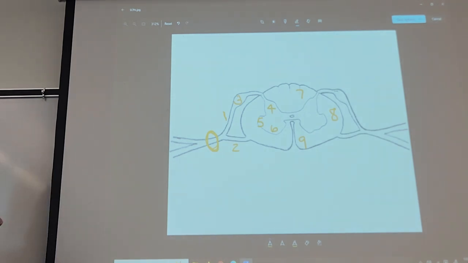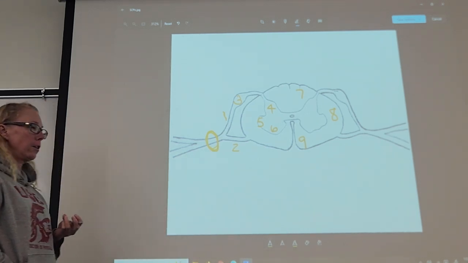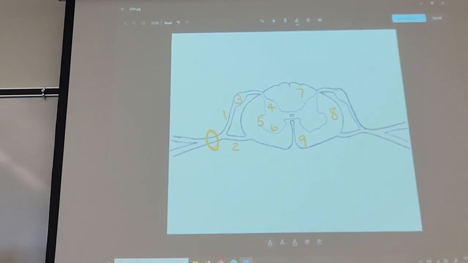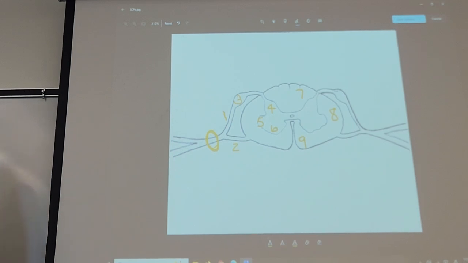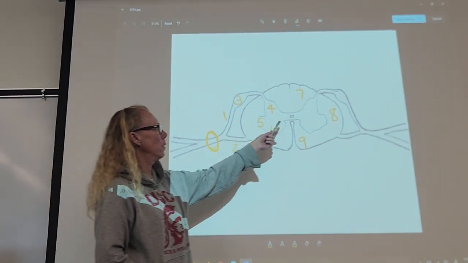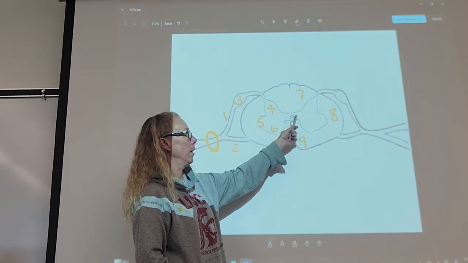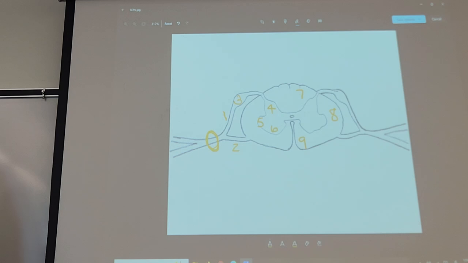Collections of axons in the CNS we call tracts, right? Collections of axons in the PNS we call nerves. Right? Okay. What's this little hole here in the middle called? Central canal, and on either side we have the gray commissure. Okay, good. That allows for communication.